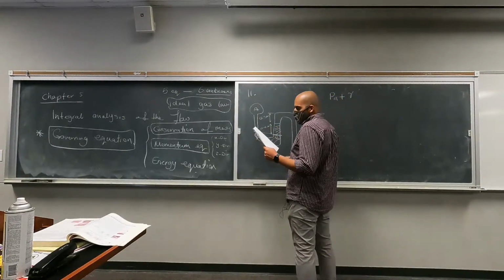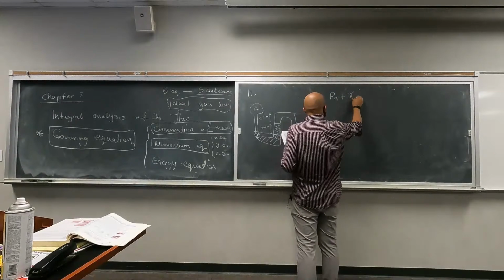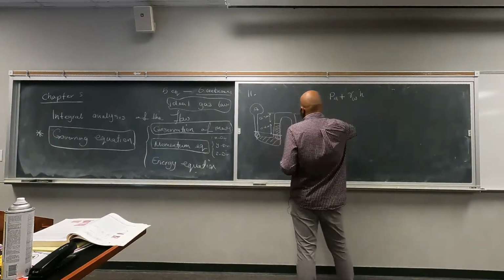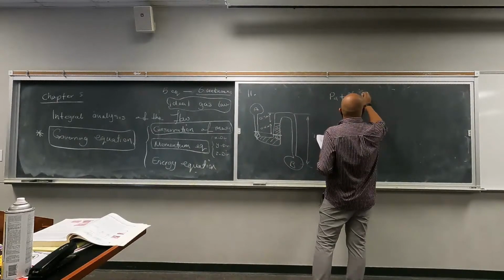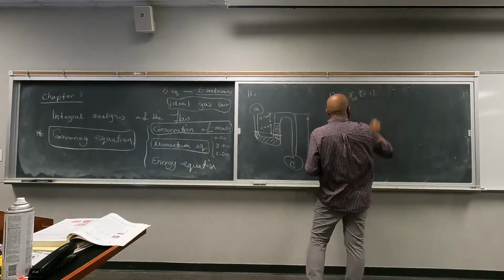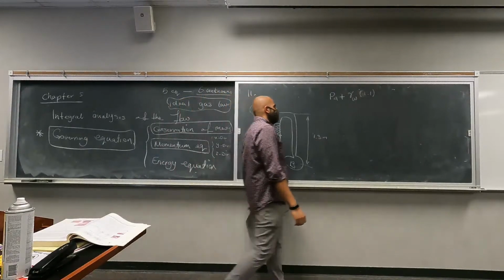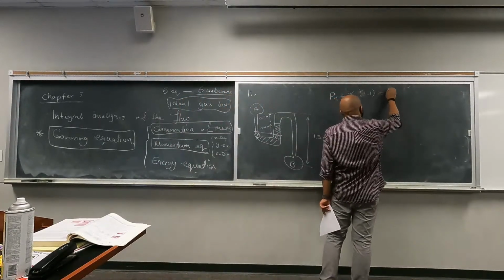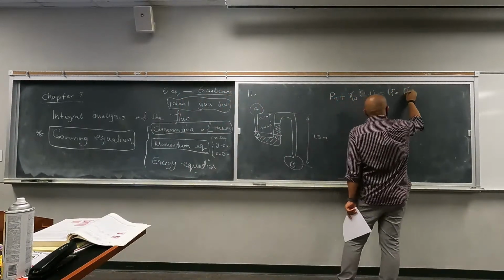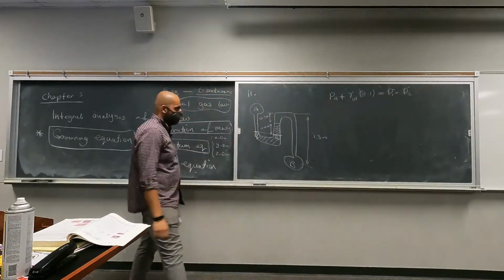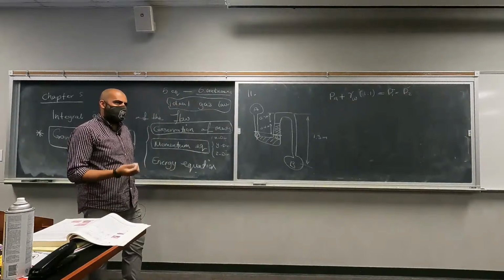What do we have there? Water. Gamma of water multiplied by H. This H here is 1.1 meters. Okay. And that is equal to P1, which has to be equal to P2.